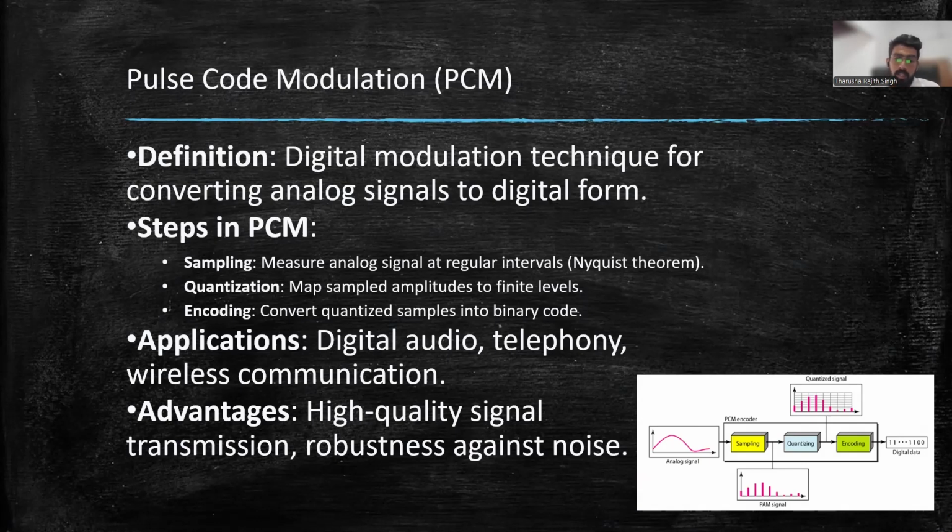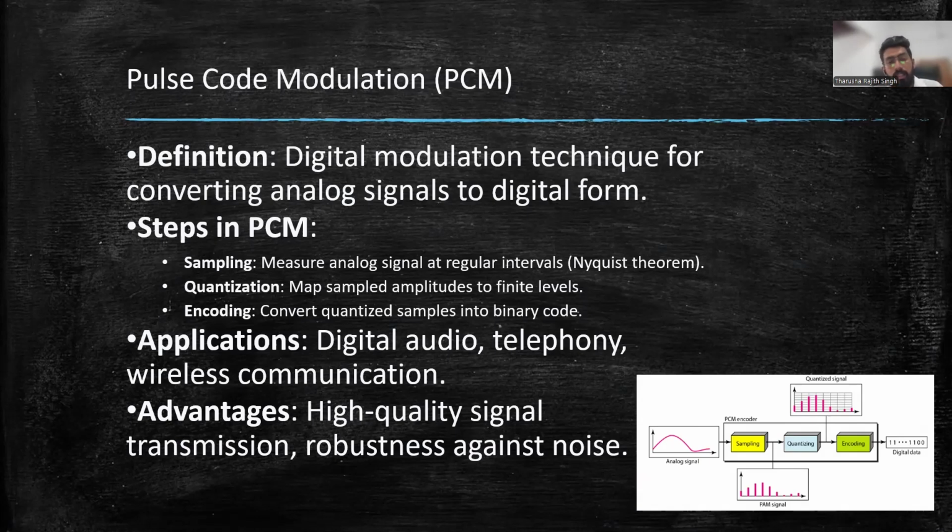Encoding. The final step is encoding, where the quantized samples are converted into a binary code. The binary code represents the amplitude of each sample, and the resulting digital signals can be transmitted over a wireless channel.